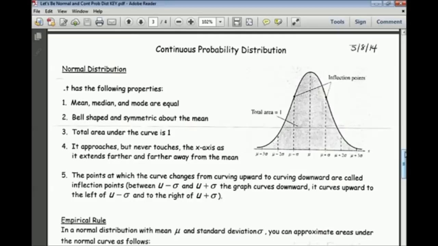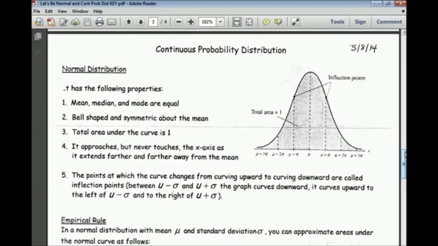It extends farther and farther away as it extends farther from the mean. The points at which the curve changes from curving upward to curving downward are called inflection points. Do you see how it goes from up to going down? See how it's doing that right here at this point? That inflection point occurs plus or minus 1 standard deviation from the mean. Mu represents the mean of the data, and sigma represents standard deviation.